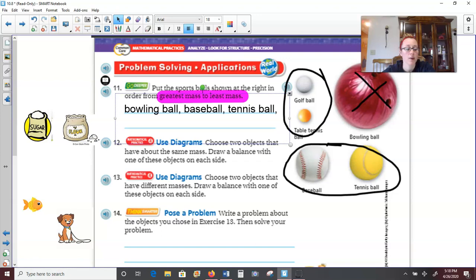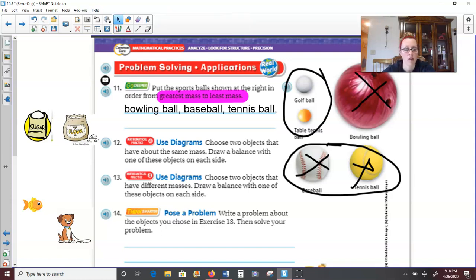Because when you are playing baseball, typically nowadays you use a metal bat, so it has to be pretty sturdy to hit. And then when you play tennis, you're just using a racket, so it's not as heavy of a ball. So now that we got those 2 checked off our list, we have the golf ball and the table tennis or the ping pong ball.